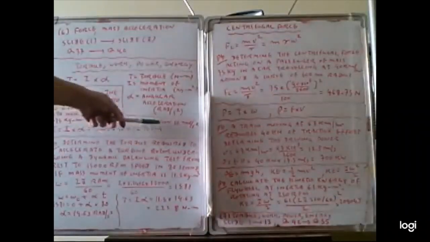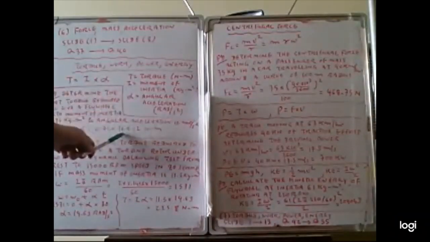Determine the net torque required to give a flywheel with a moment of inertia 0.75 kilogram meter square an angular acceleration of 16 radian per second square. So you write the equation T equal to I multiplied by alpha. I is 0.75 and alpha is 16. So we calculate, and this is 12 Newton meter.